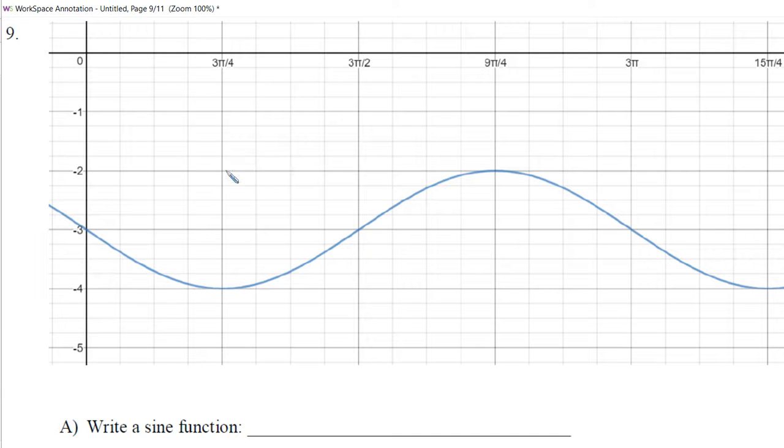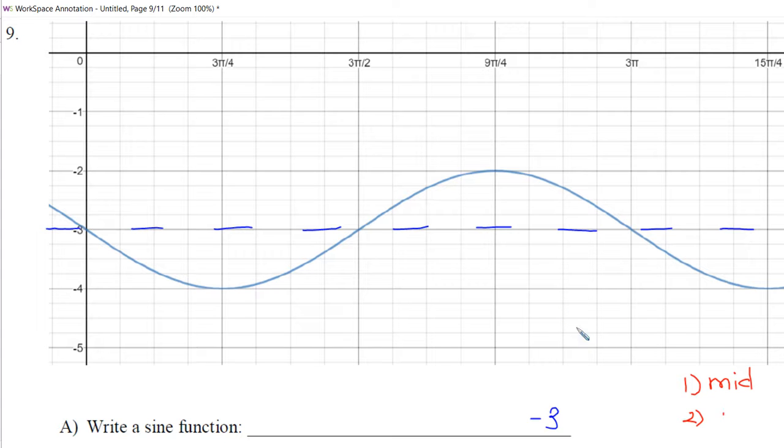Number 9, same thing. First thing that we're going to mark is our midline. It looks like it's going to be at -3, as you can see. So that's the last number that's going to go into our function every single time. The second thing that we're going to do is our amplitude. Remember, 1 midline. I think I wrote this on every slide.